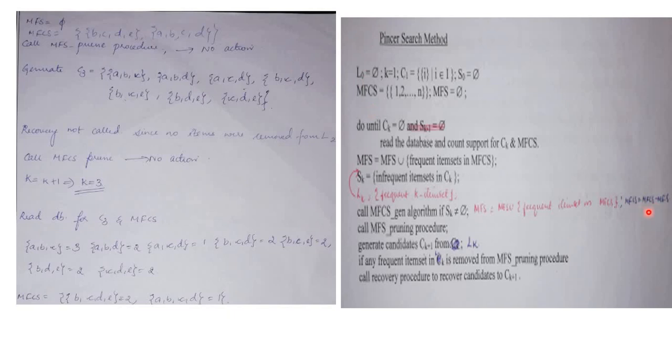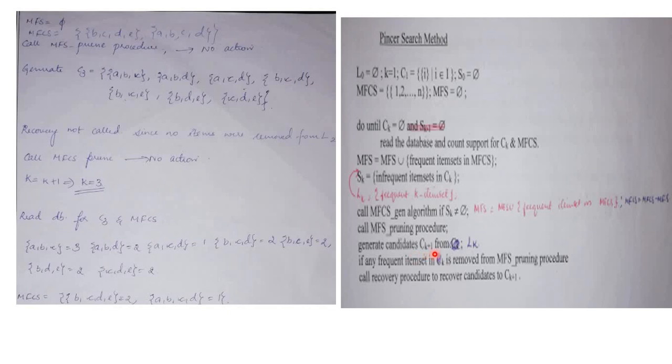And coming to this line of the algorithm, that is MFCS equals MFCS minus MFS. MFS is currently null, so MFCS remains as it is. I still have two sets in MFCS. Next, calling the MFS prune procedure. So I have to check whether any item set in L2 is also present in MFS. Since MFS is null, the MFS prune procedure is called, but no action takes place there and the control comes back.